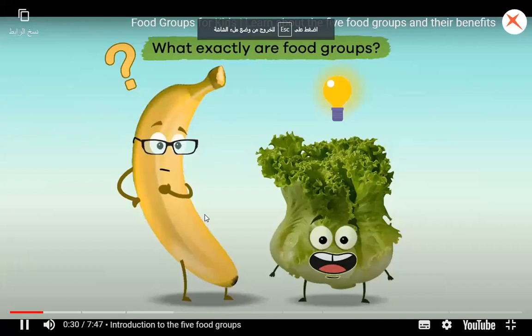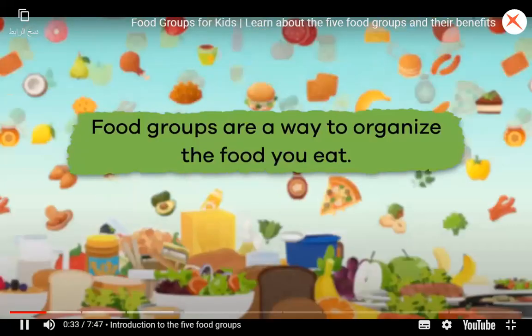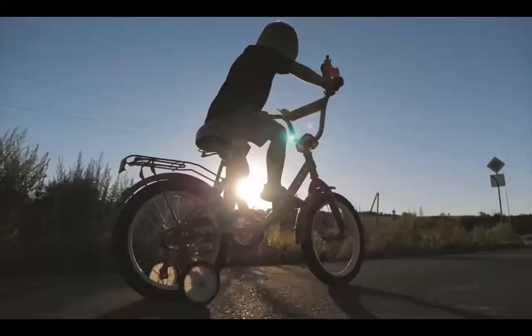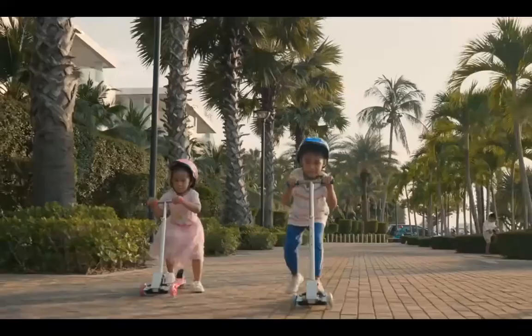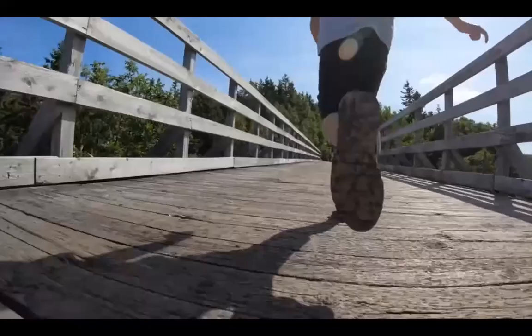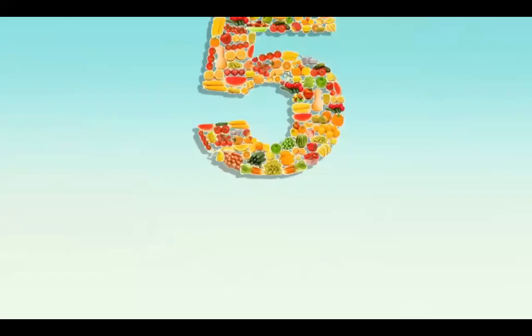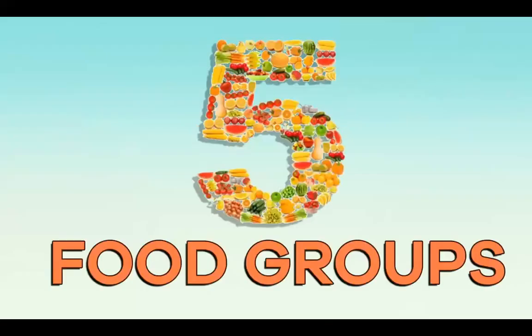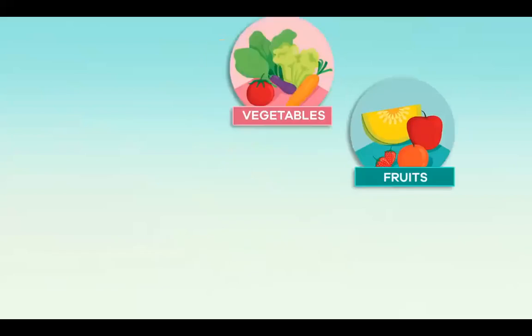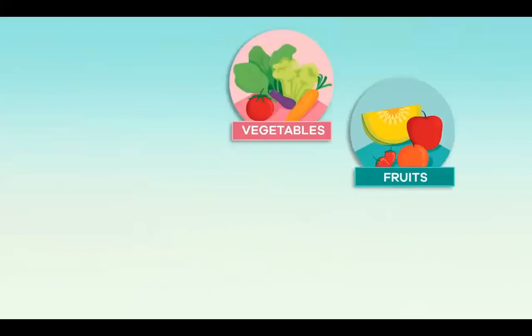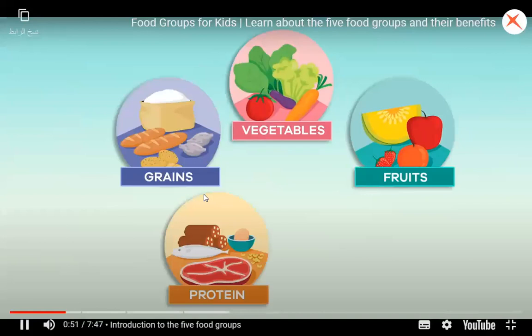Food groups are a way to organize the food you eat to help maximize the energy and the nutritional value you get from eating meals. There are five food groups: fruits, vegetables, grains, proteins, and dairy.